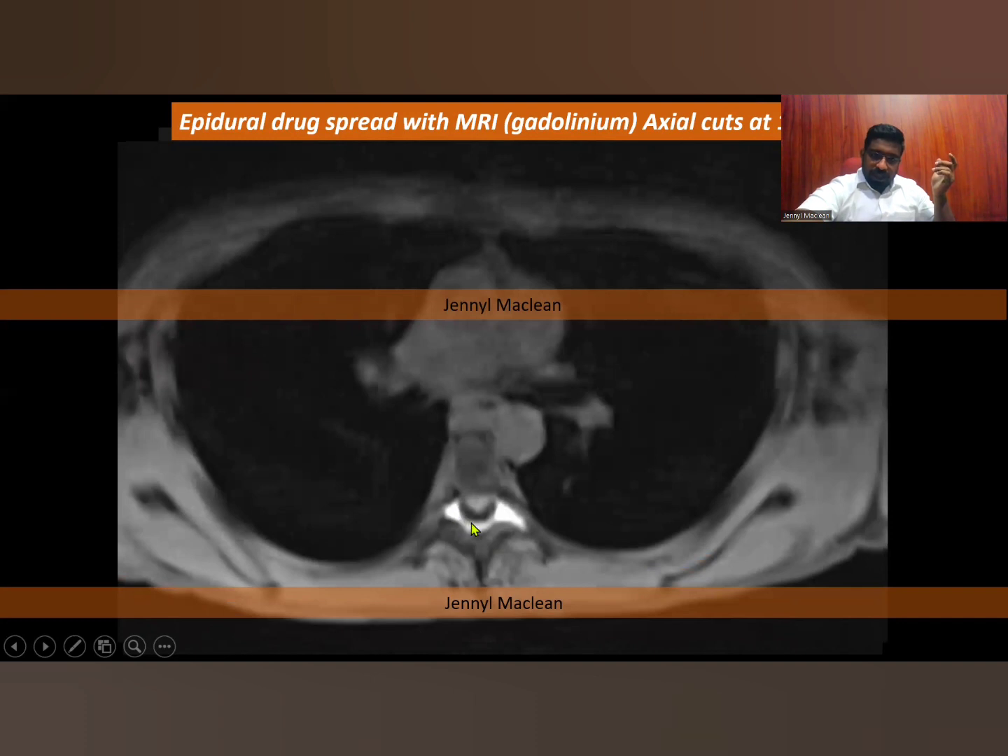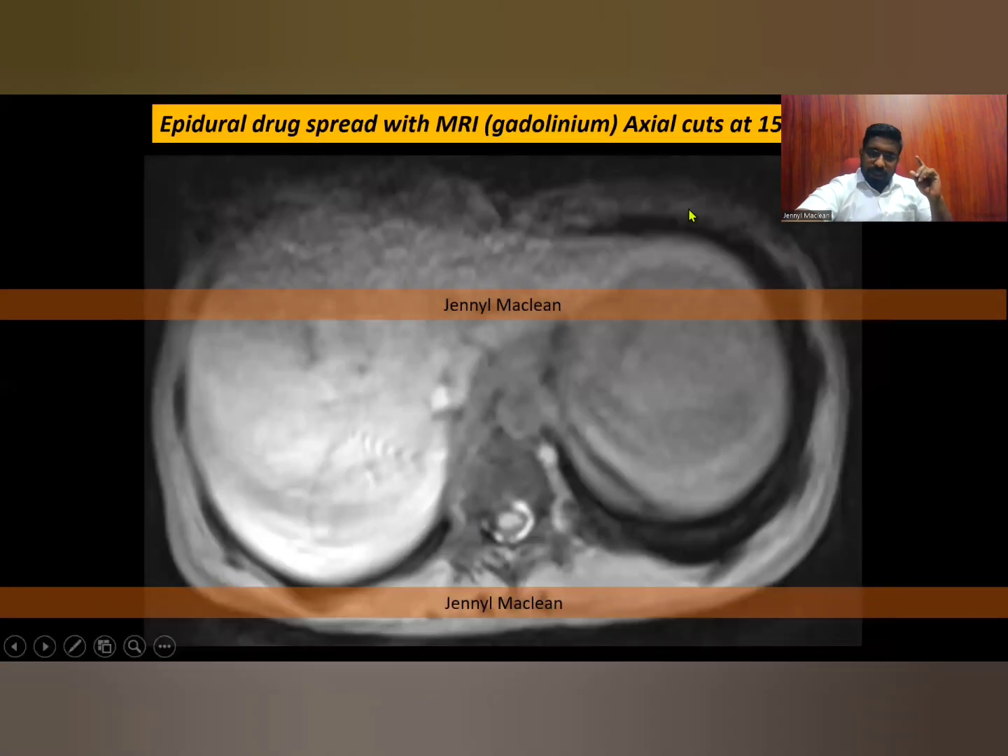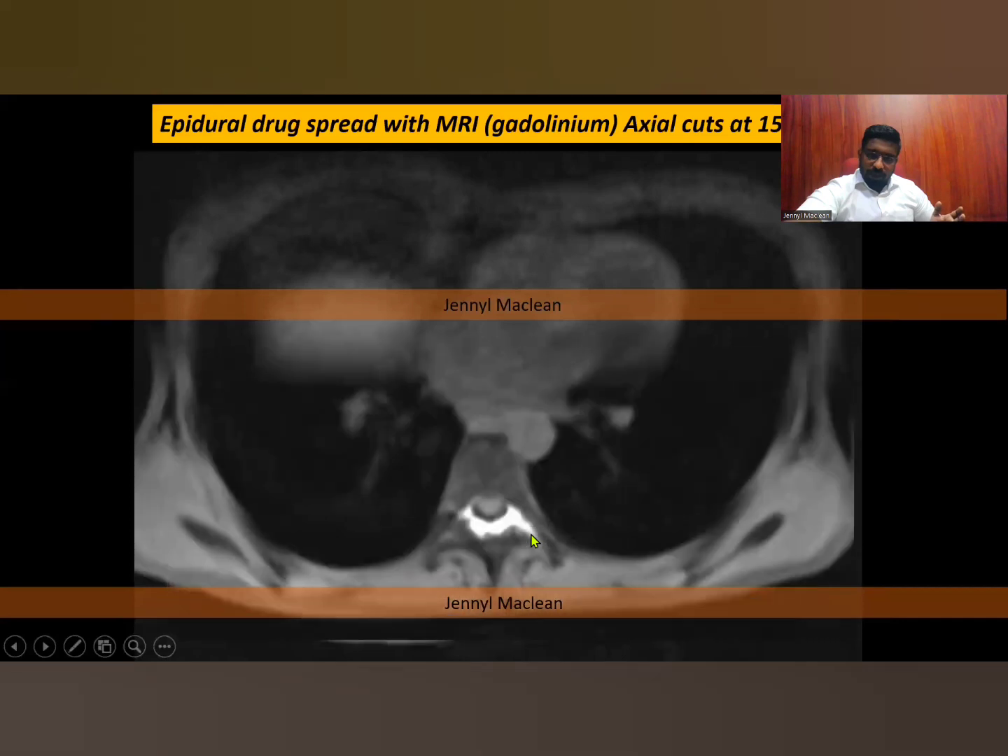As you go down, you can see the drug still in the posterior epidural space and some of it exiting into the foramen. But if you wait for 15 minutes, the drug starts seeping into the anterior epidural space. When you take cut sections again from lower, you can see the drug seeping into the anterior epidural space, the posterior epidural space, and starting to seep into the foramen.